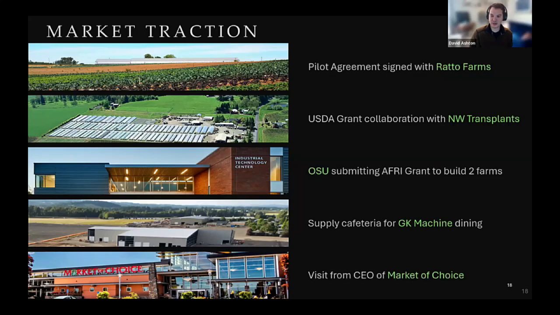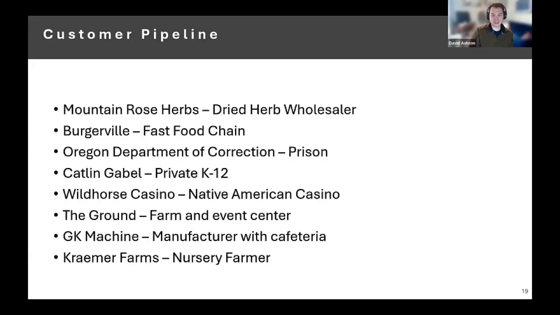OSU is submitting an AFRI grant once the RFA is released by the USDA to build 2 additional farms on their campus. Then our current farm will transition to selling produce to GK Machine at their campus dining once their facility is completely constructed. We also had a lot of interest from Market of Choice, which is a local supermarket, high end, more like Whole Foods, located in Oregon. It's family owned. We have a lot of different folks in our pipeline as well.